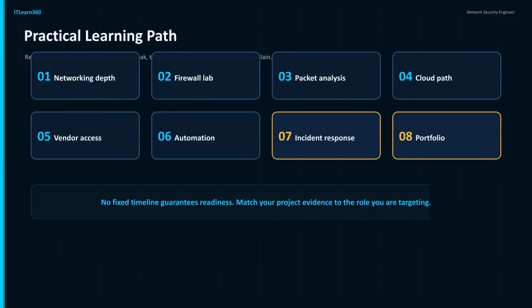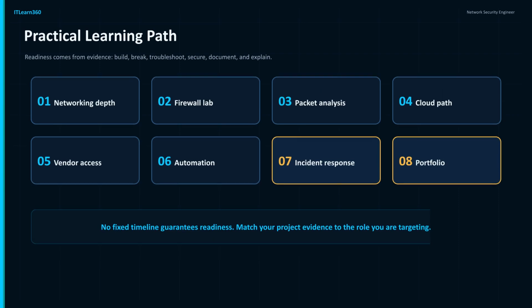A practical network security engineer path is built in layers. Strengthen networking depth first, then build a firewall lab, practice packet analysis, trace a cloud path, redesign vendor access, automate a small review task, and run an incident response scenario. Finish by packaging the evidence into a portfolio you can explain.